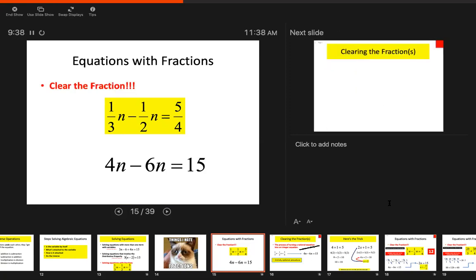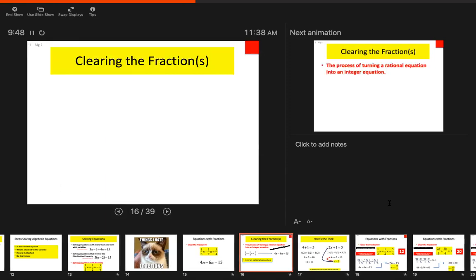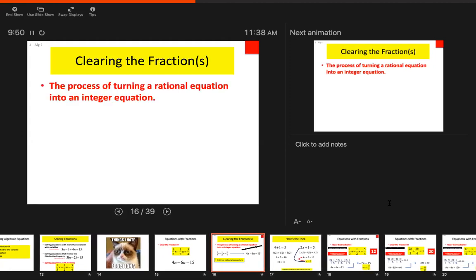I better show you how to do this. This is called clearing the fraction. It's a method of getting rid of the fractions and dealing with nothing but integer coefficients and constants. Okay? We like that, right? So clearing the fractions, write this down, box one. It's the process of turning a rational equation, that means an equation involving fractions, into an integer equation. Hey, the numbers we like to solve with.